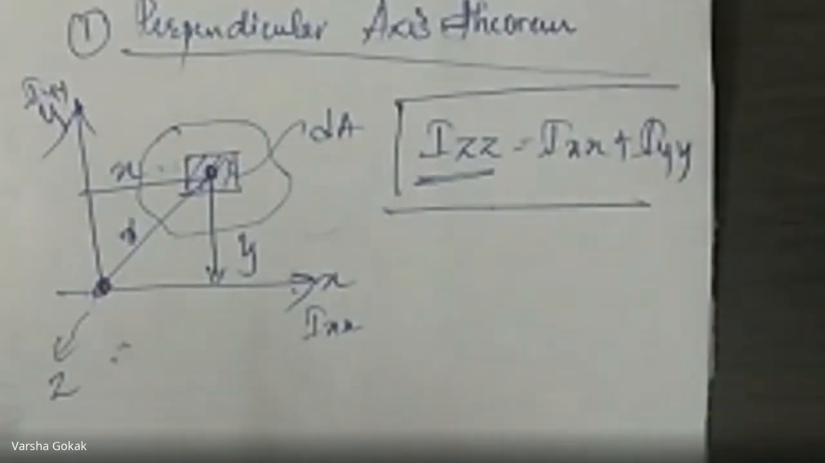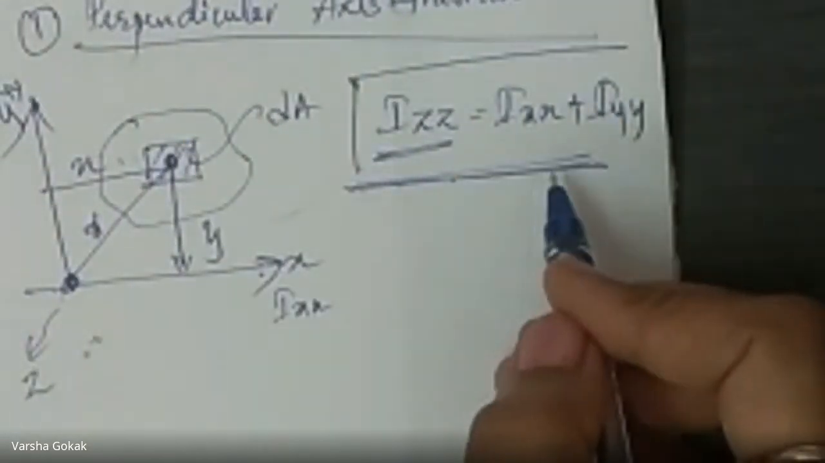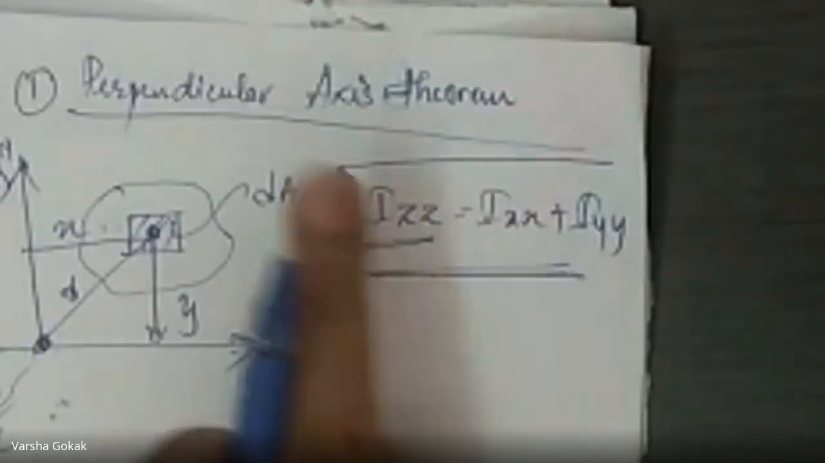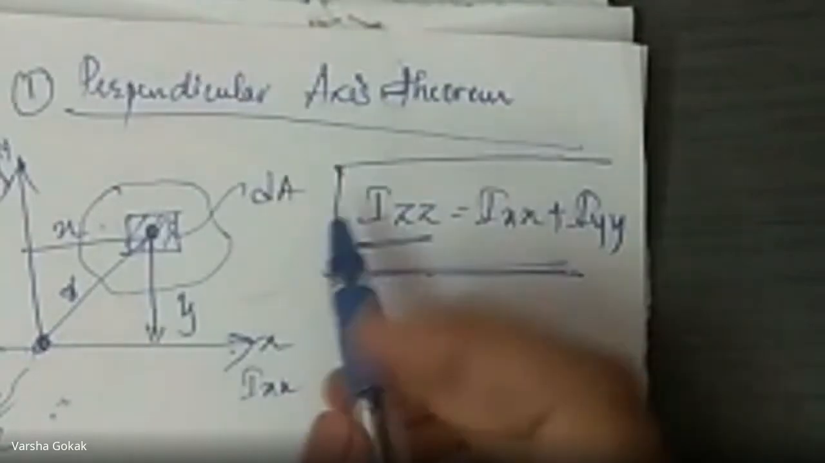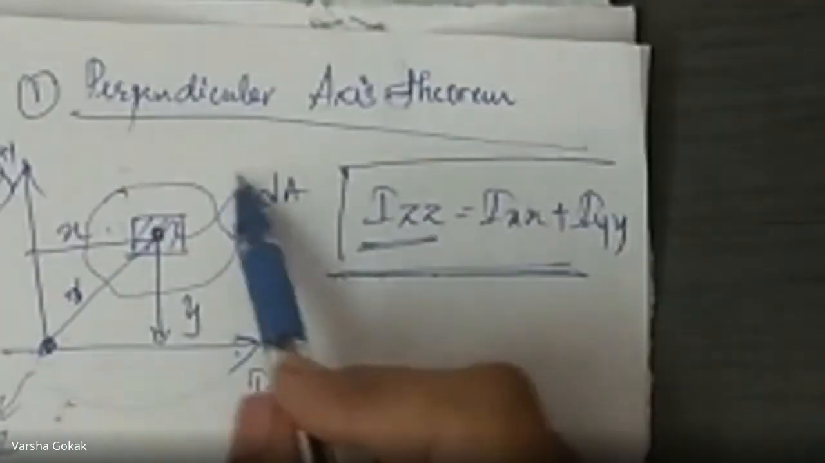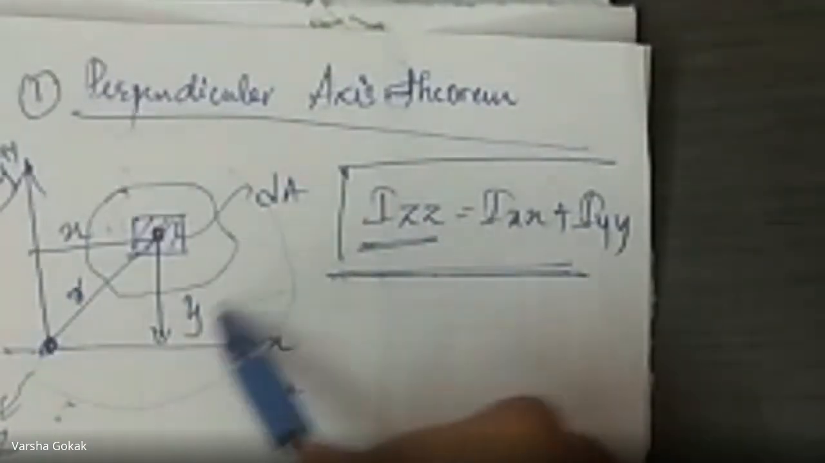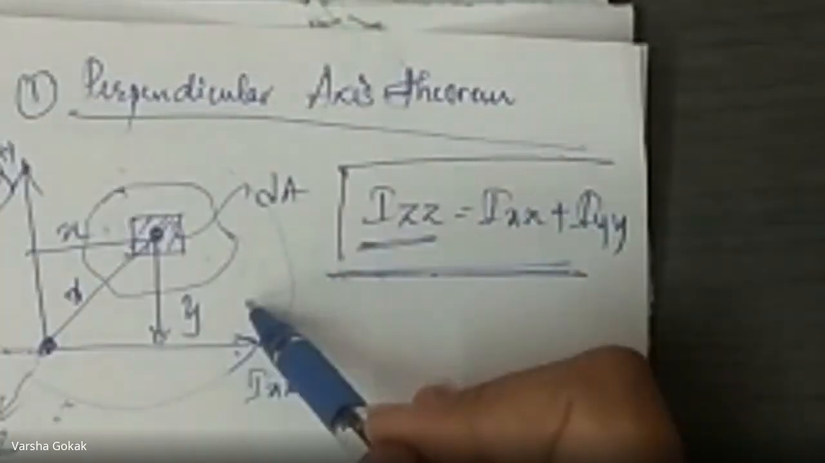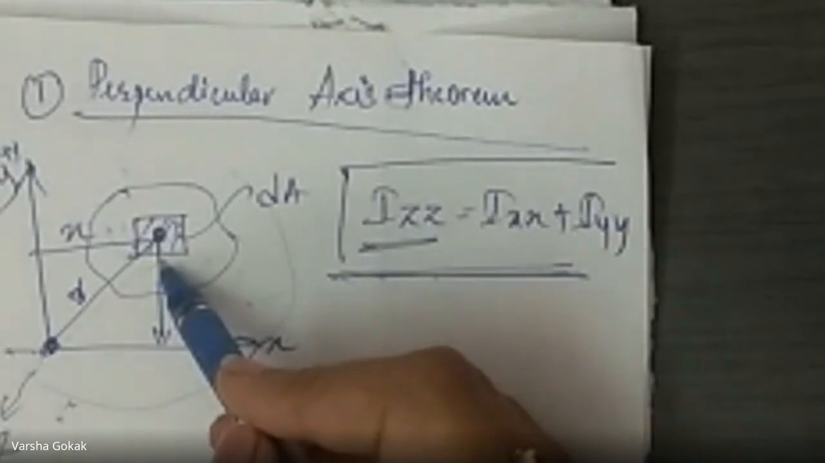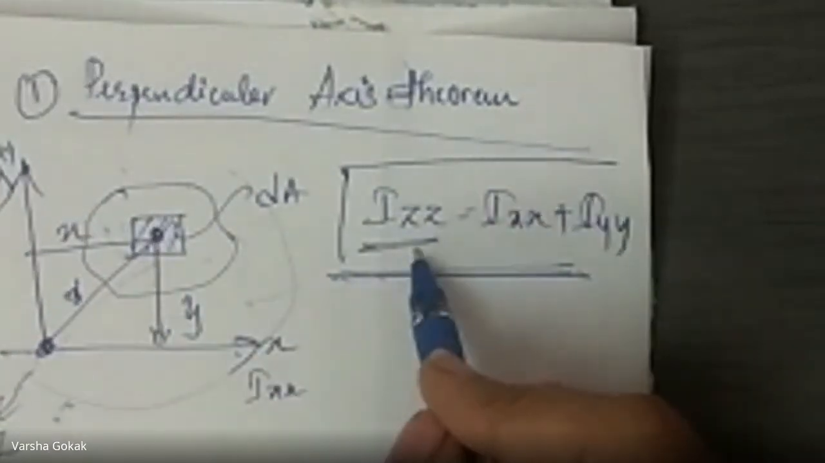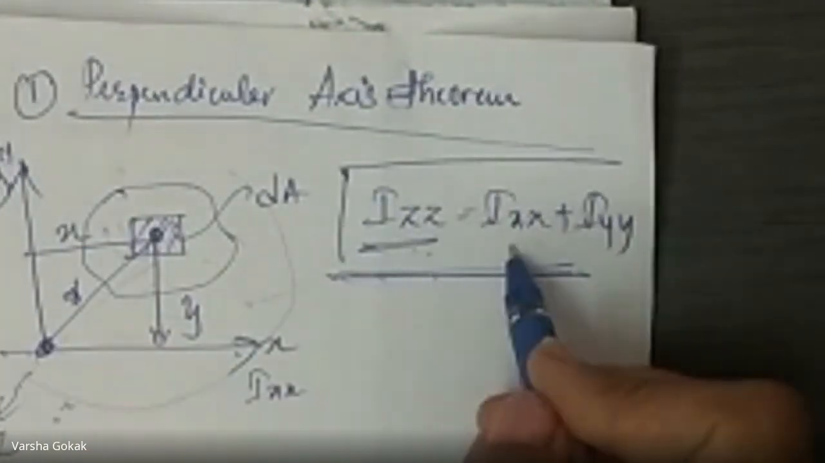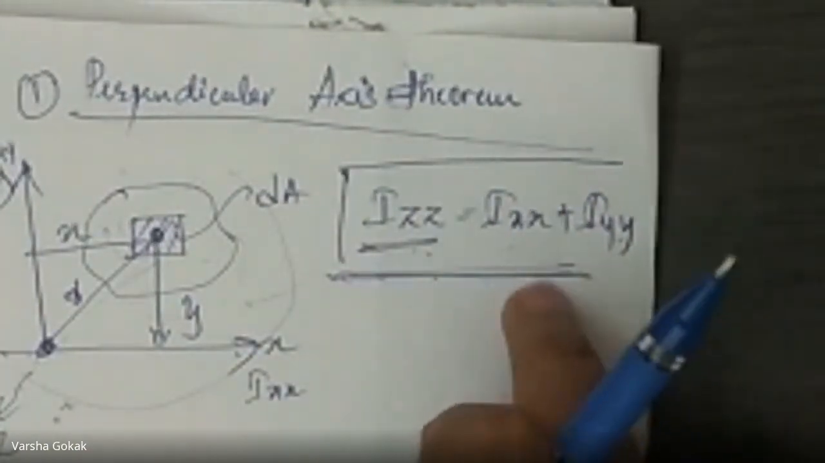So this is your perpendicular axis theorem statement, and this is the statement put up in terms of formula. I have to prove this, right? So, state and prove, they'll ask for the perpendicular axis theorem. When you're going to prove it, you will first describe this figure. Consider an area A in an xy plane as shown in the figure, and the polar moment of inertia about the z axis passing through O is given by Izz = Ixx + Iyy. I have to prove this.